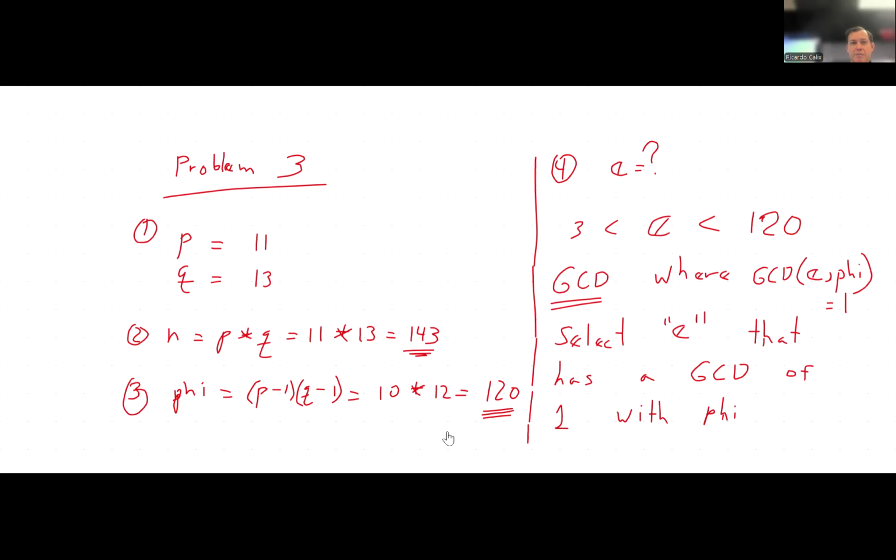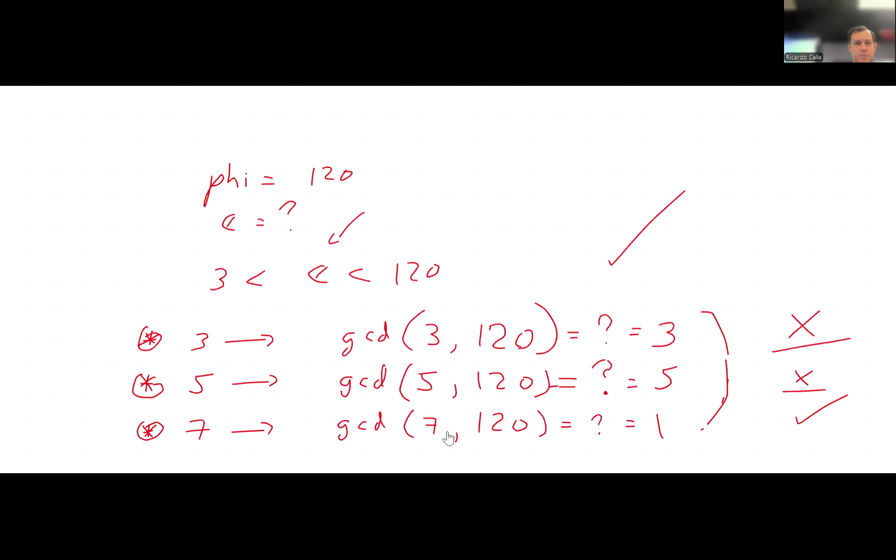So we selected 7. So actually, I'm going to generate a new one. It doesn't matter. I'll just start a new one.